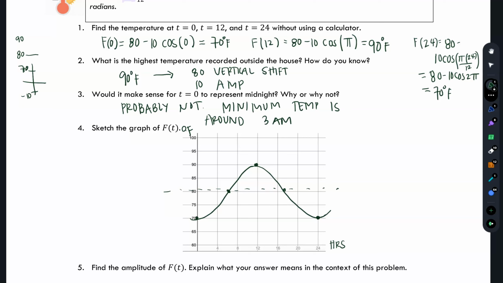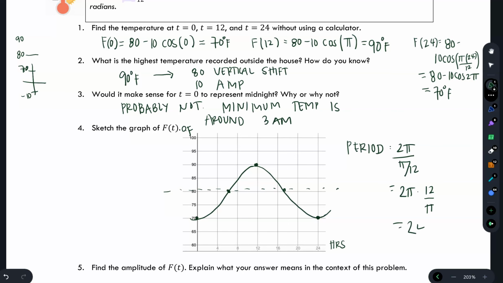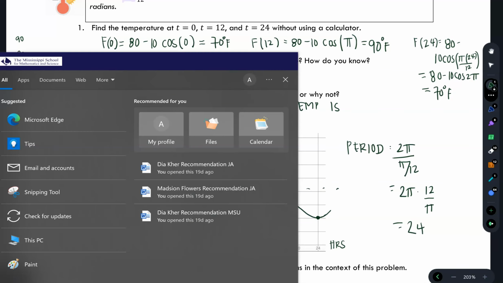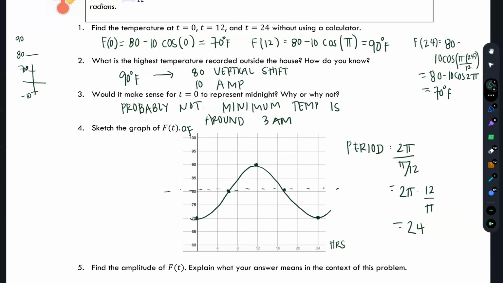So think about that. So one full rotation of my graph, so one period of this graph is 2 pi divided by b, and my b in my case is pi over 12. So that's 2 pi times 12 over pi. So my period is going to be 24 hours. So I did graph that right.